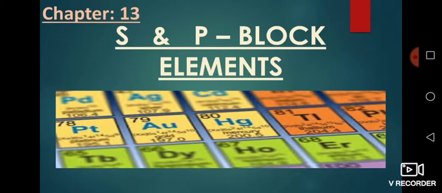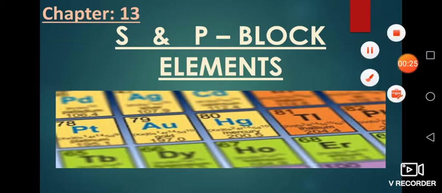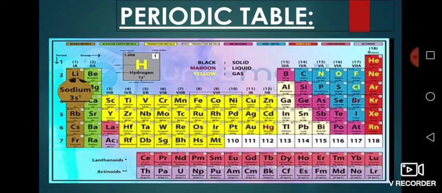In our first lecture, we are going to discuss chapter number 13, S and P block elements, from the textbook of Chemistry Grade 12. So first of all, we will discuss the different blocks of the periodic table.